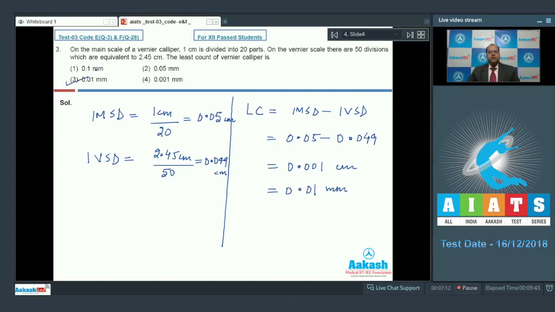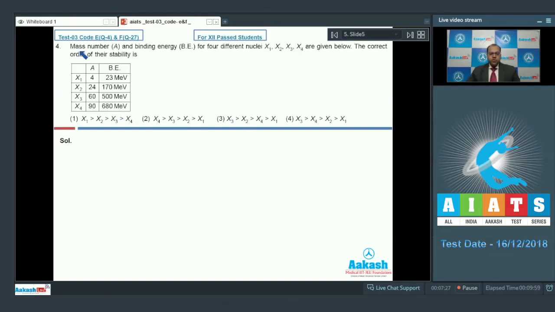So the correct answer for question number 3 is option 3. Let's move to question number 4. In question number 4, mass number A and binding energy of 4 different nuclei X1, X2, X3, X4 are given below. The correct order of their stability is.